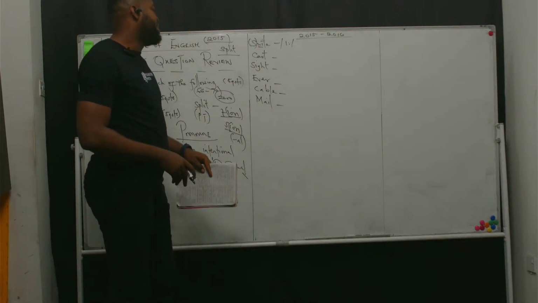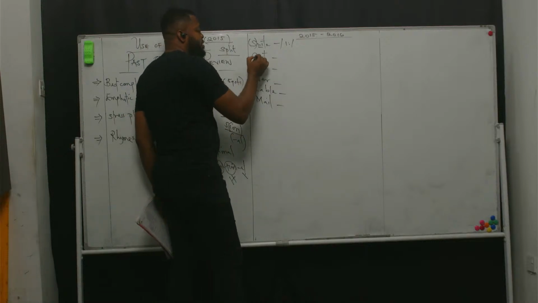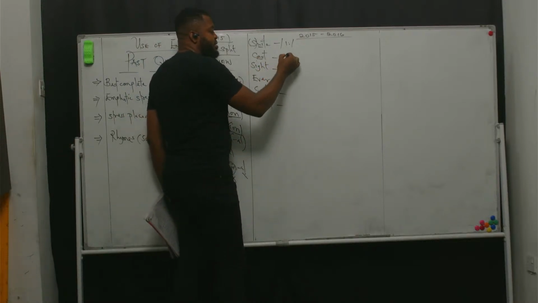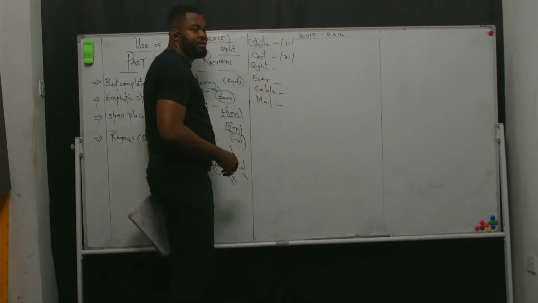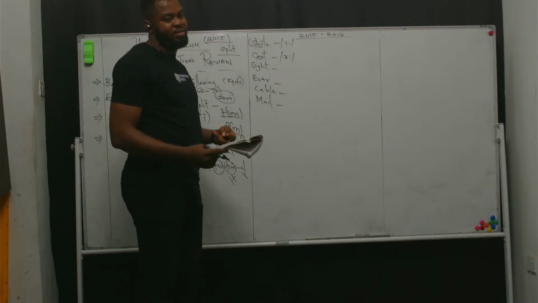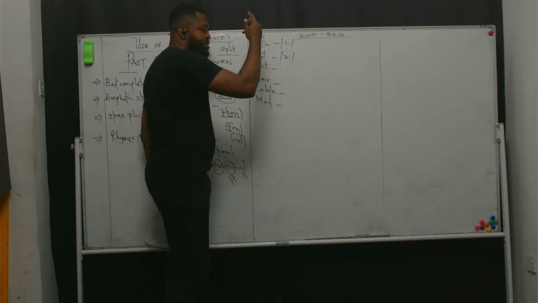Option letter D. Then next one, cart. That's a long R sound. Cart. So the AR indicates long sound.